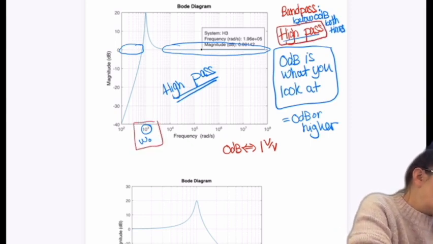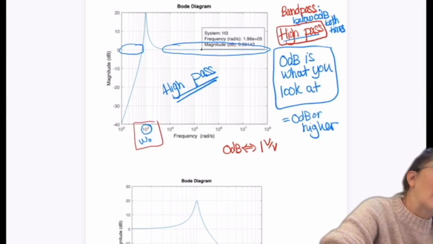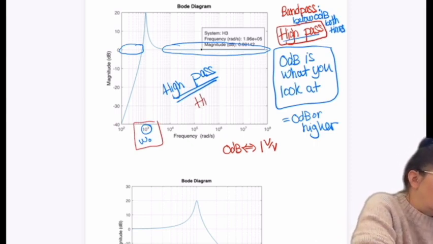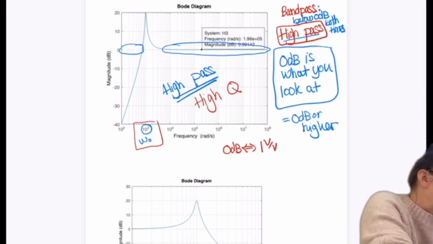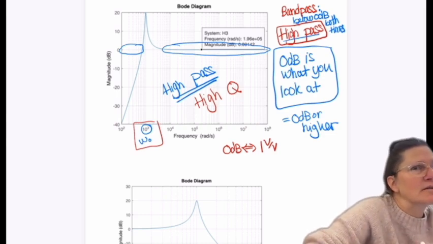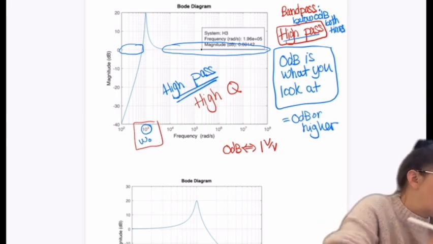Omega naught is 1,000. Does this have a high or a low Q? High Q, correct. So the Q is really sharp and has a really sharp peak. So you would say it's a high Q.